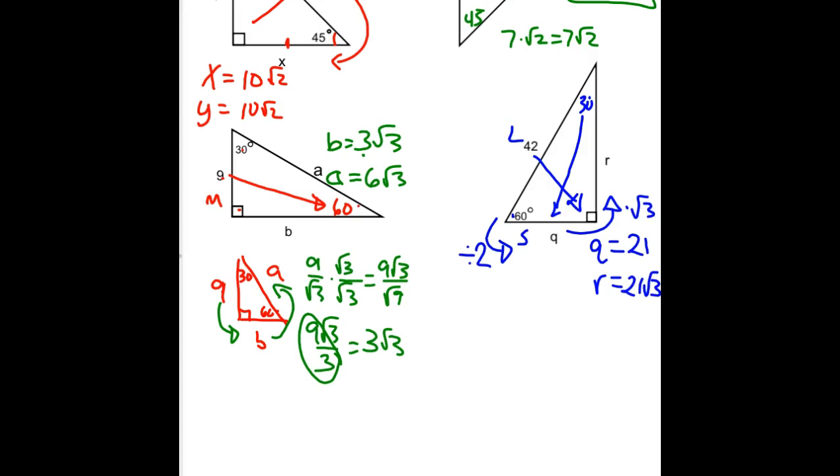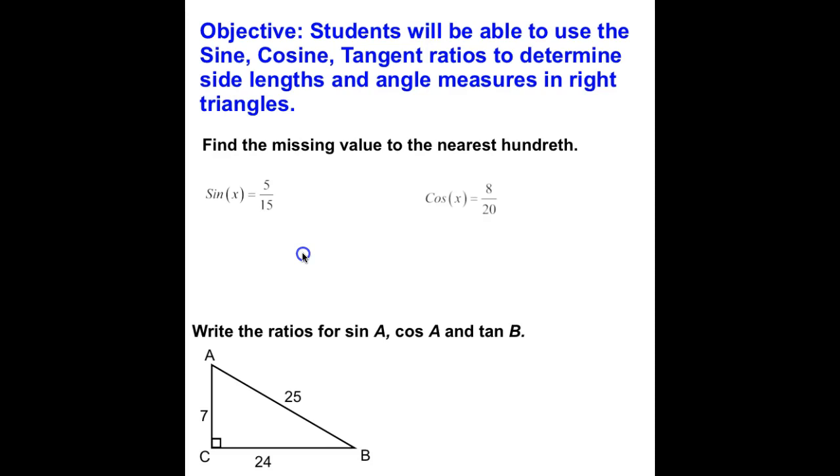Alright, this is a review of our special right triangles, our 45, 45, 90s, and our 30, 60, 90s. Here's the next objective. After we talked about special right triangles, we then moved into talking about trig and using trig to help us solve. So our trig stuff that we used was the phrase SOH CAH TOA. We were able to use those to identify which trig function to use when. And what we use trig for is to determine side lengths and angle measures in these right triangles. That's what the objective is talking about.